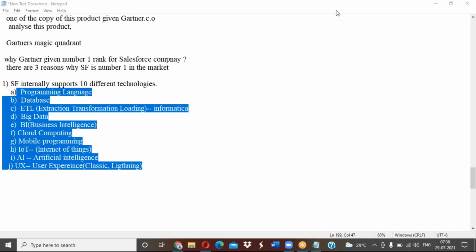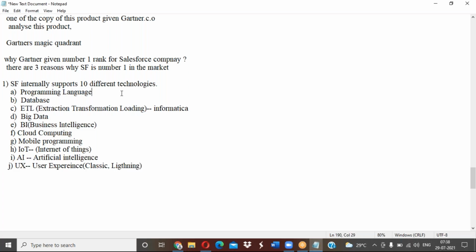Clear, everybody? Good. Now here, Salesforce internally supports how many technologies? 10 different technologies. What is the first technology? Programming language. The programming language which is given by Salesforce, the official language, it's a proprietary language of Salesforce company. That is called what? Apex. Apex is the programming language which is given by Salesforce. So this is the language we are going to learn in your syllabus.